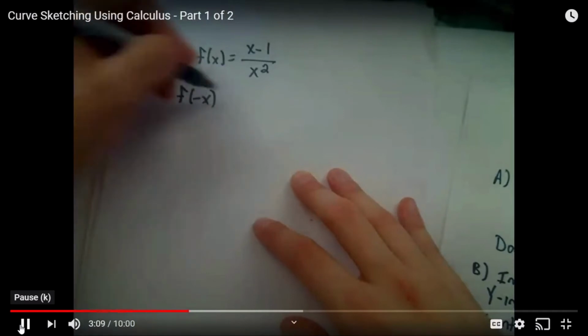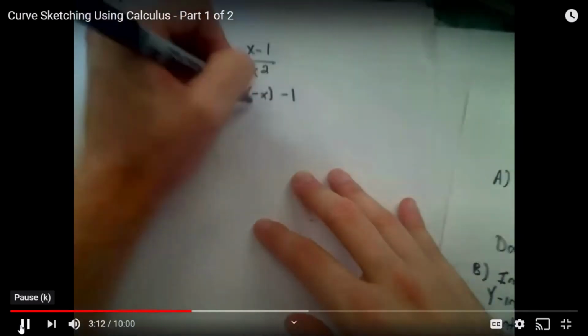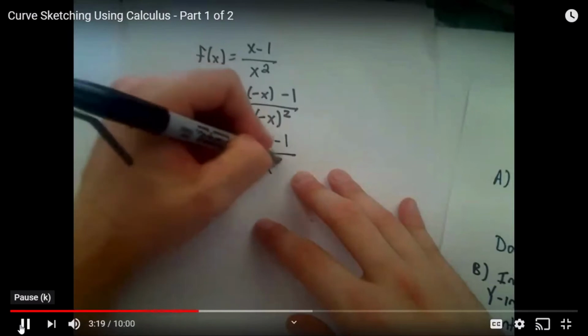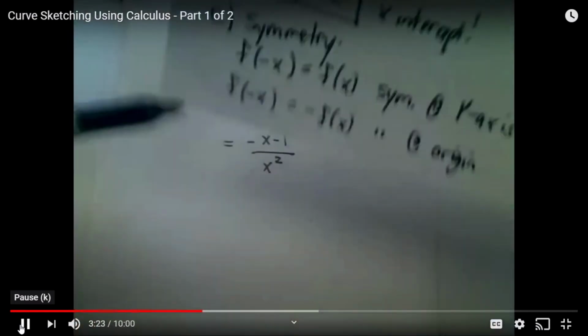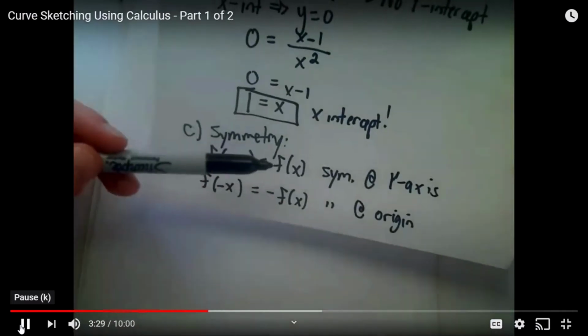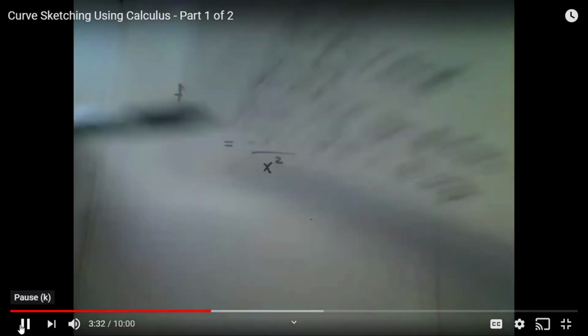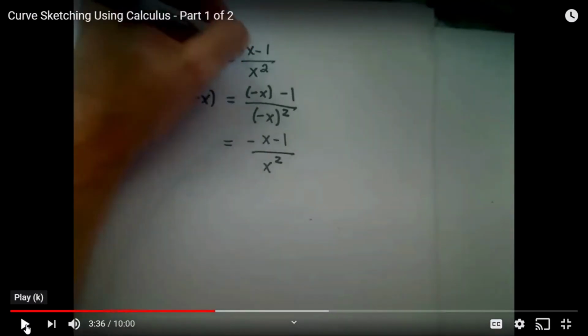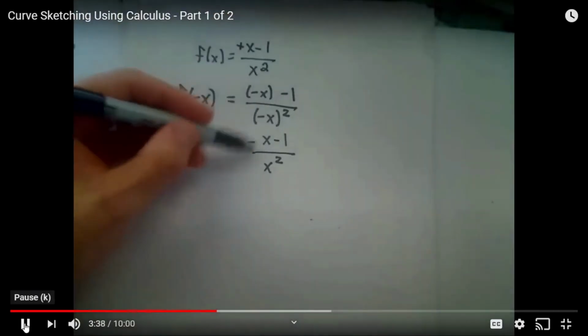So if I plug in negative x, I'm going to get negative x minus 1 over negative x squared. And if you simplify that down, you simply get negative x minus 1 over x squared. Again, just based on this definition of symmetry, it says if you plug negative x in and you get the exact original out, it's symmetric about the y-axis. Well, I don't think we got the exact original thing out because notice the original x was positive and this one's negative.